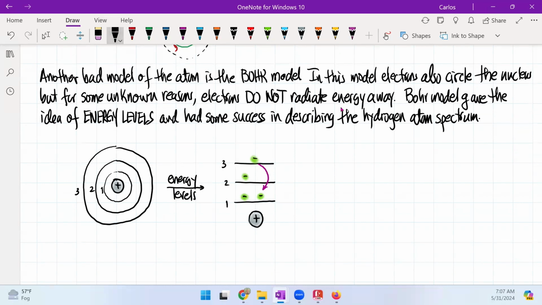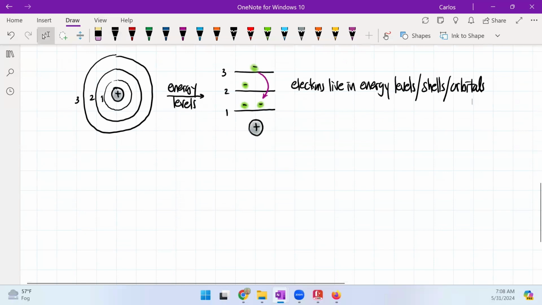But the key point here is that electrons live in energy levels. And that was a big change. Some people, in old language, call them shells, but the language is actually energy levels. Old language is also orbitals, but they all effectively have the same type of language.